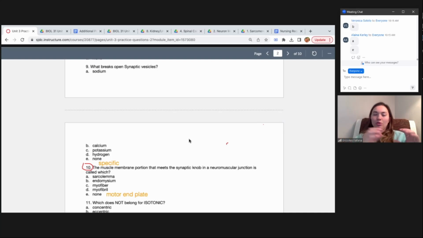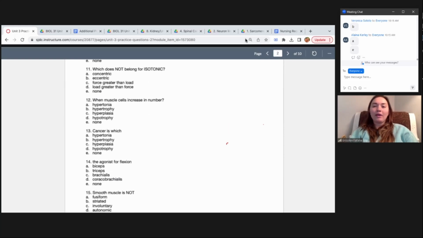Does that make sense? So we're very specific about the neuromuscular junction being between the synaptic knob and the motor end plate. The motor end plate is technically a part of the sarcolemma, but it's the special part of the sarcolemma for the neuromuscular junction. So those two are not the same thing. Hopefully that makes sense. Motor end plate is the specific wavy portion, that little wavy part that synapses with the synaptic knob. So that's the motor end plate right there.